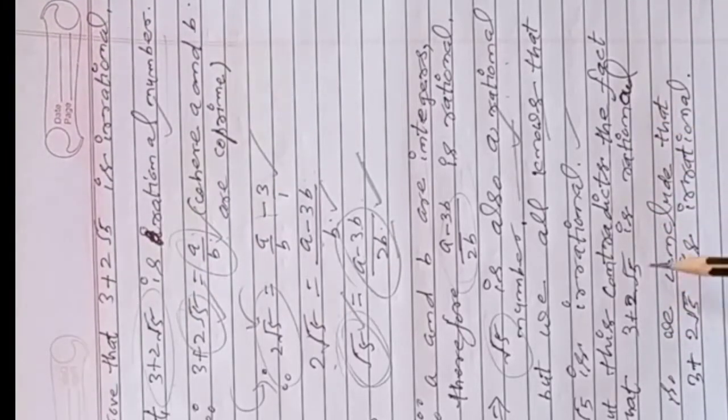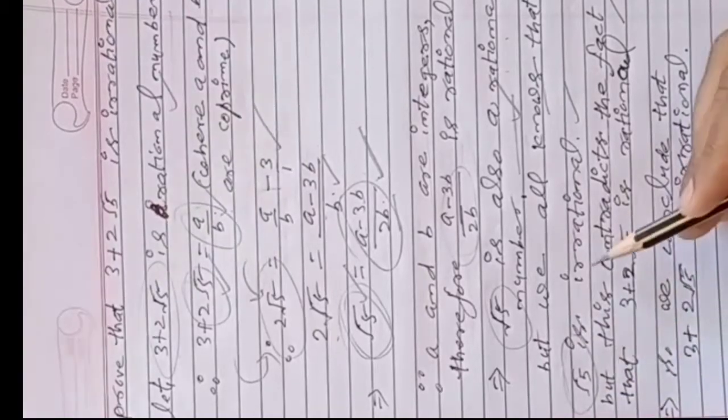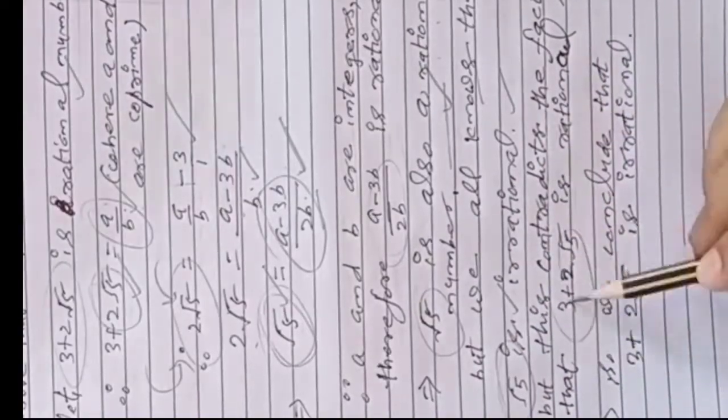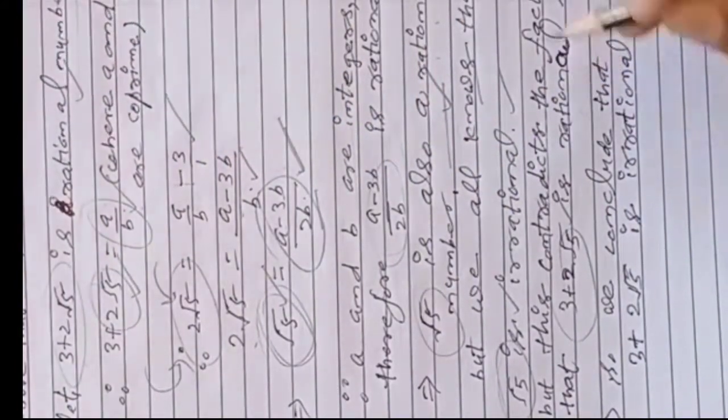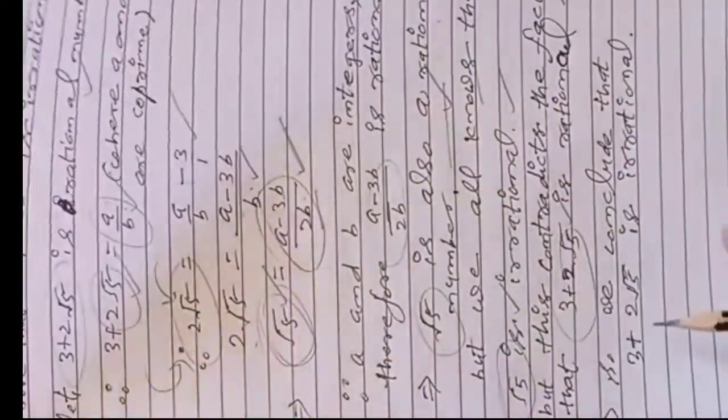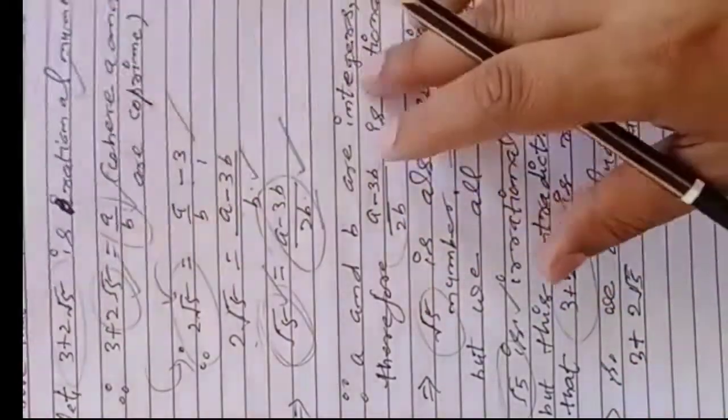This contradicts the fact that 3 plus 2 root 5 is rational, because it is an irrational number, so it cannot be a rational number. So we can conclude from our discussion that 3 plus 2 root 5 is an irrational number. It is a very good question. These are all the types of questions of this exercise.